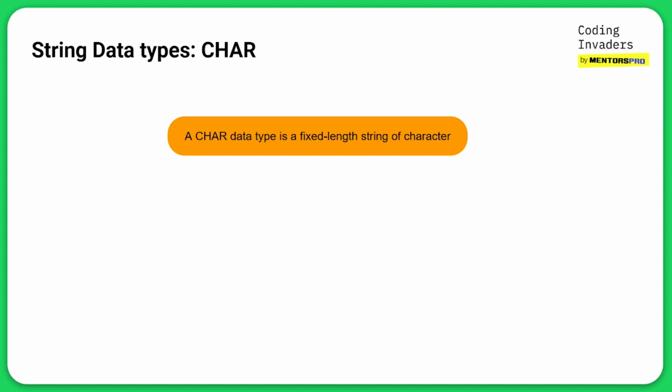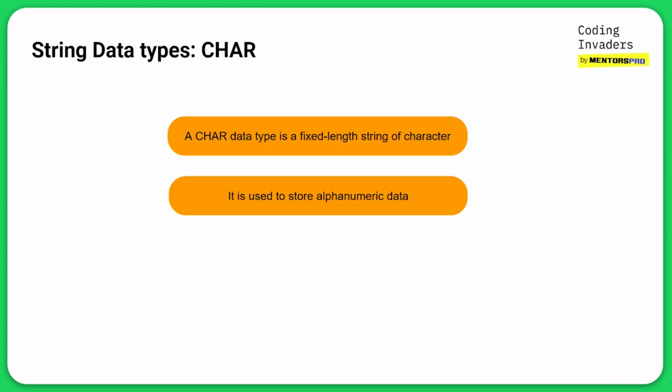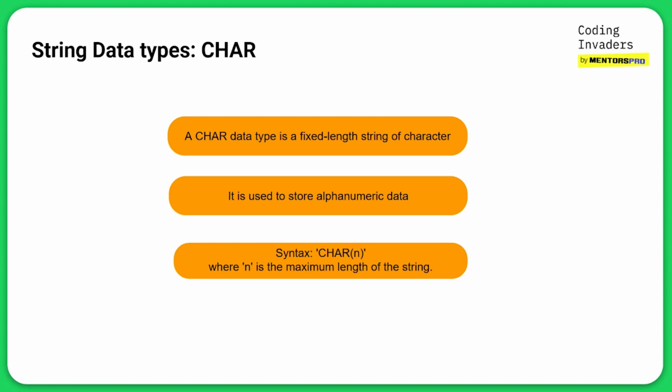A char data type is a fixed length string of characters. It can store a single character or a string of characters up to a specified length. The maximum length can be 8,000 characters. It is used to store alphanumeric data and is often used for storing names, addresses, etc. The syntax for declaring a char column in SQL is char of n, where n is the maximum length of the string.